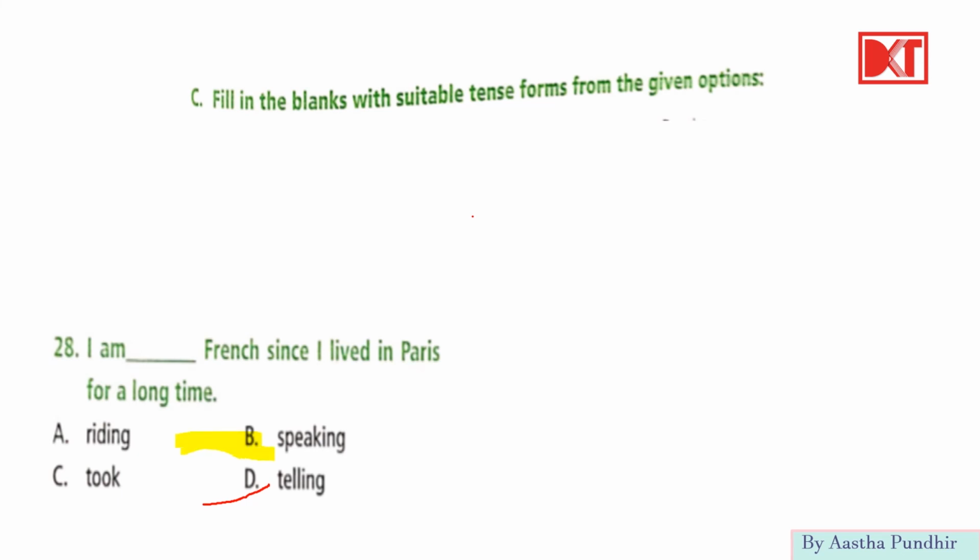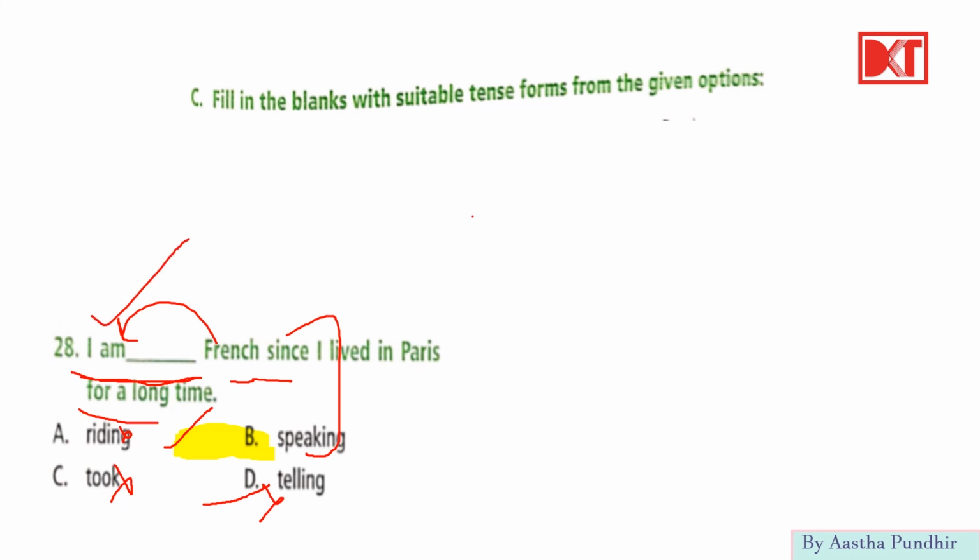Now French is a language and you speak a language. You don't really write any language. You don't really take any language and you don't tell any language, right? So here I am speaking French. मतलब ये एक present continuous tense में है कि जब से मैं पेरिस में रहा हूँ since I lived in Paris for a long time, तब से what have I been doing? I have been speaking French. I'm speaking French. तो एक continuous tense है कि ये action चल ही रहा है. All right. Let's move on to the next question.